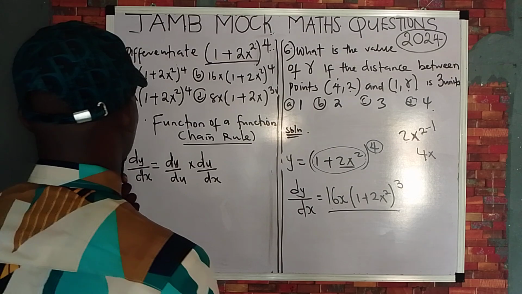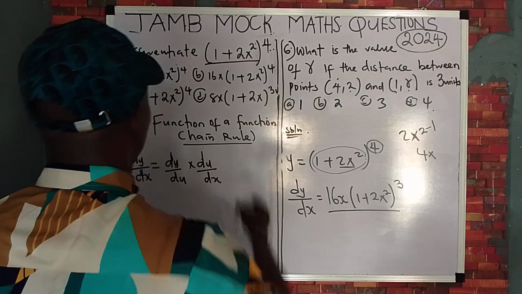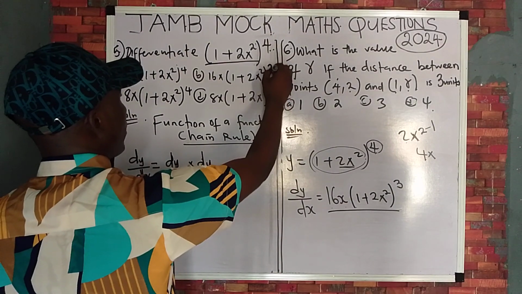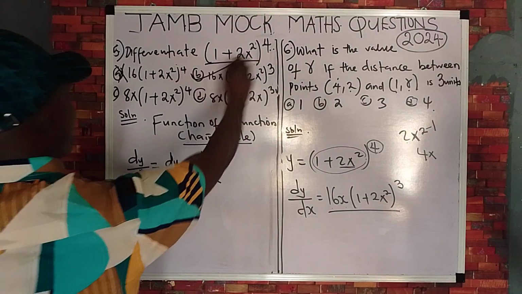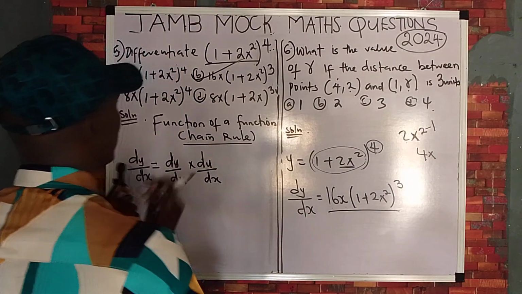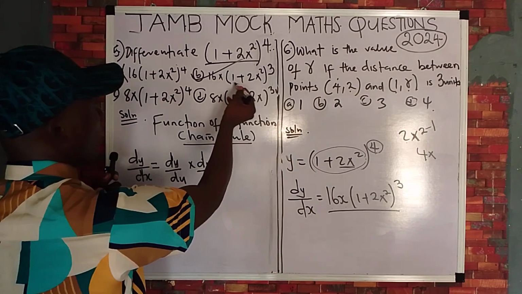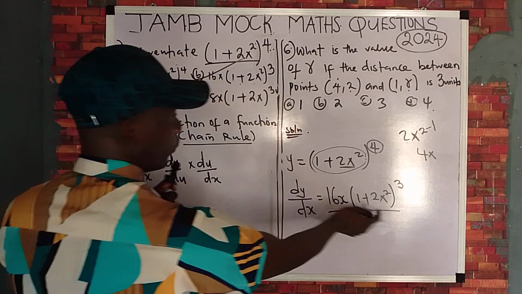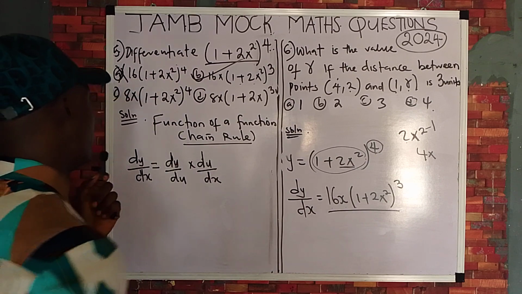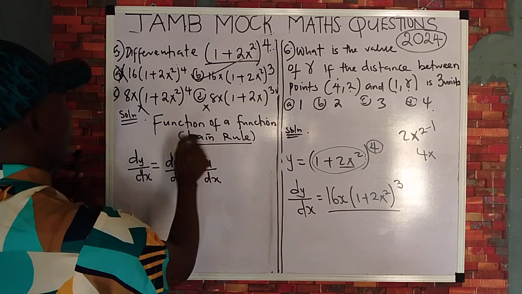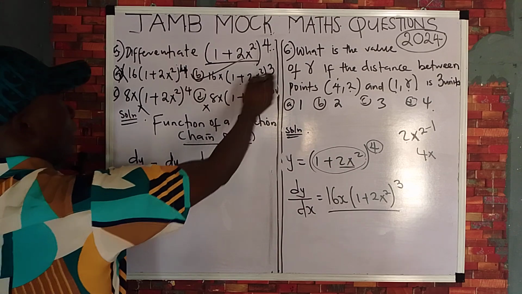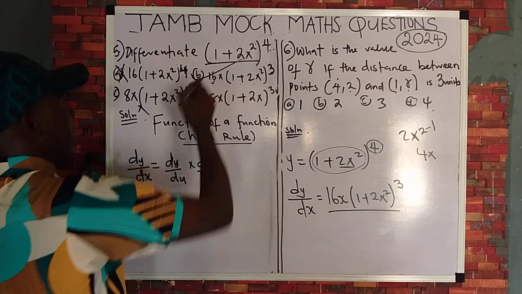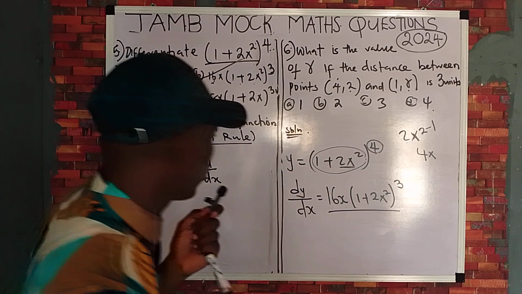Let's check the options and see if we are correct. I guess there's a mistake that the power here is what? 3. So the answer is not A. The answer is what? B, which is 16x, open bracket 1 plus 2x squared raised to the power of what? 3. The answer is not C, is not D. It lies between these two. But the difference is that this one is the power of 4 and this is the power of 3. And that is the answer to the question.